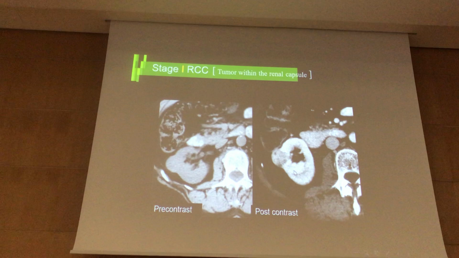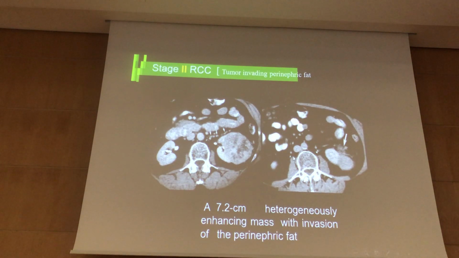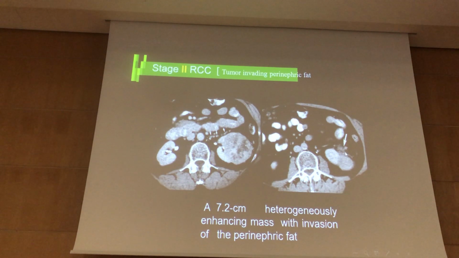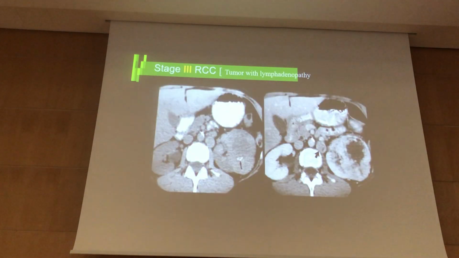Okay, so this is which stage? 1. So it's just still in the kidney, in the capsule. Which one is this? 2. It's gone beyond the capsule, but still in the perinephric fat. Hasn't gone beyond the Gerota's fascia, stage 2.